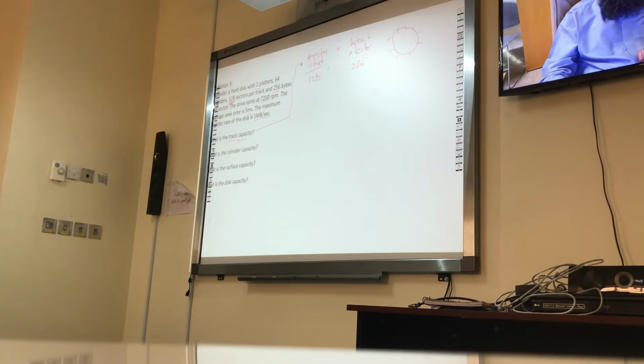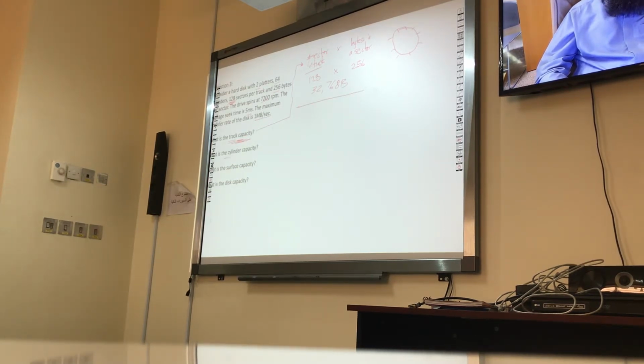256. Okay, so I multiplied both of these together. Let me do that. So it comes out to be 32,768 bytes. So that's the track capacity. Okay? This is the track capacity.